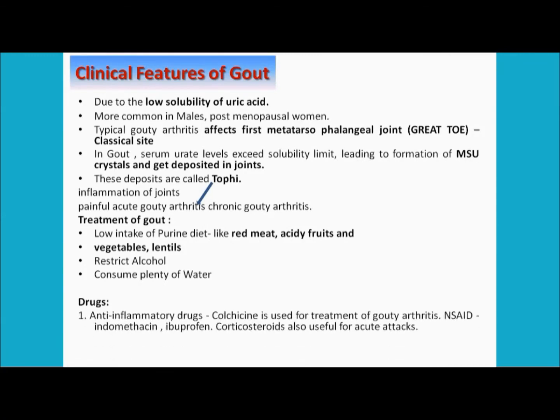Now, what drugs are used to treat gout? Basically, anti-inflammatory drugs are taken. Colchicine is used for gouty arthritis. Moreover, NSAIDs, that is non-steroidal anti-inflammatory drugs like indomethacin and ibuprofen, can be used. Corticosteroids are also used. Drugs like dexamethasone are also used in acute conditions. Moreover, you can use uricosuric drugs like probenecid. So this is all for gout.